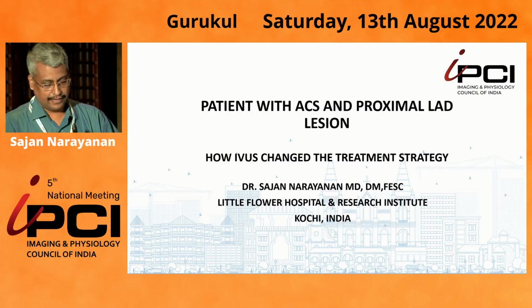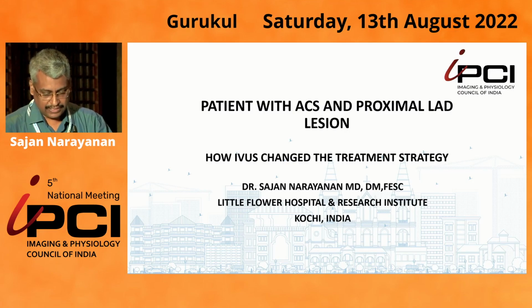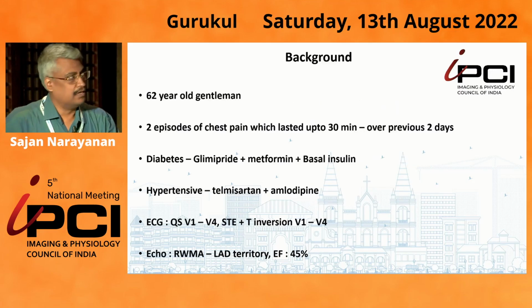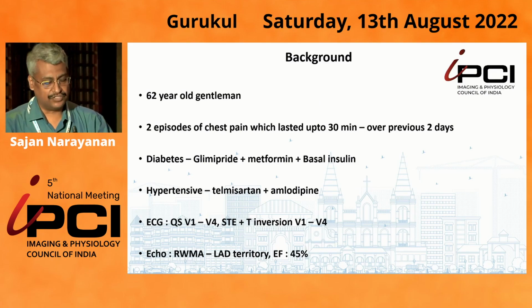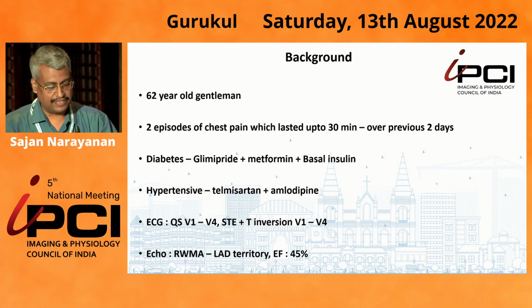My case is titled Patient with ACS and Proximal Lesion: how the intravascular imaging changed the treatment strategy. This is the background. A 62-year-old gentleman presented with central chest pain since 2 days. He has a history of hypertension and diabetes.